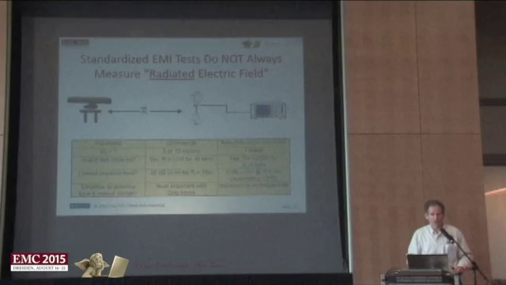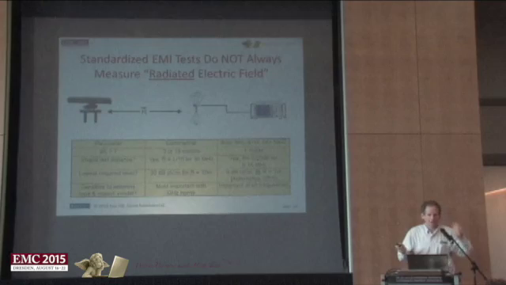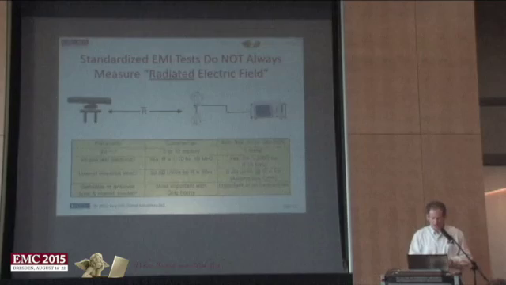Well, let's see. In commercial tests in the U.S. we like to use 3 meters and cover our eyes, right? But if we use a 3 or 10 meter test distance, well, that translates to a 10 meter test distance translates to one wavelength at 30 megahertz.